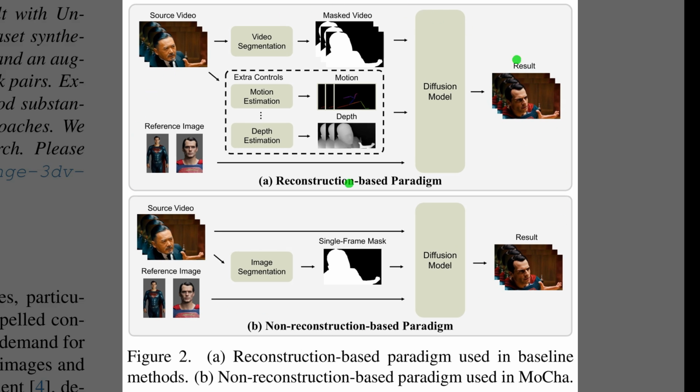Well, Figure 2 contrasts the standard approach with the new method proposed here. In the top panel, typical reconstruction-based methods rely on complex pre-processing. They require dense per-frame video segmentation and extra structural controls, like motion skeletons and depth maps, to guide the model. By comparison, the bottom panel outlines MoCha's non-reconstruction paradigm. This simplifies the pipeline dramatically, because it only requires a single frame mask alongside the source video and reference image.